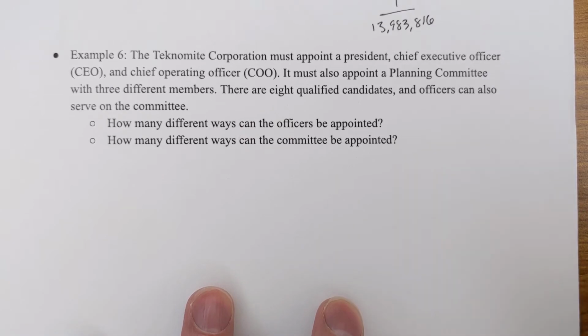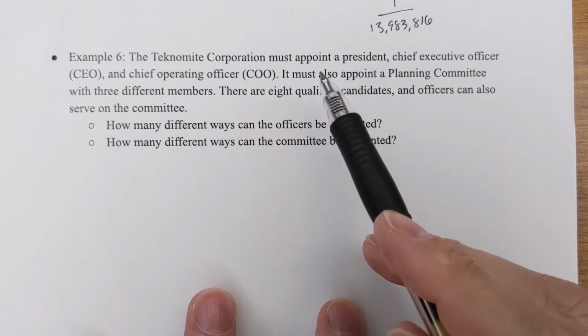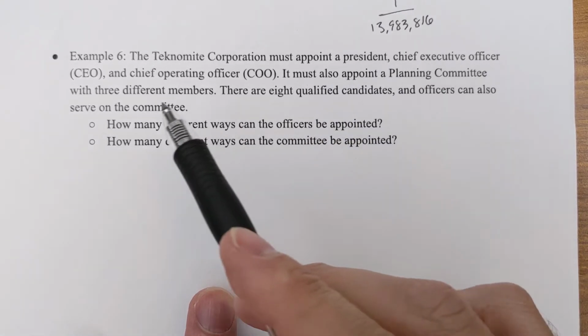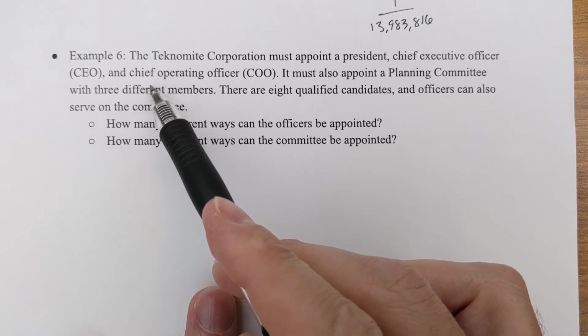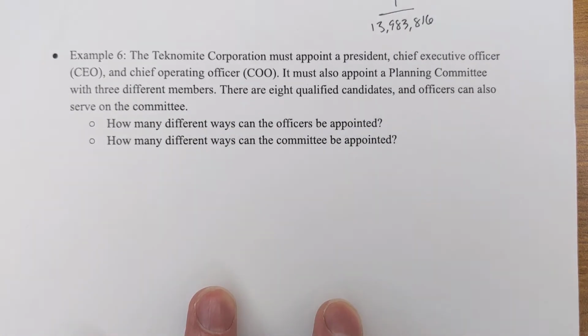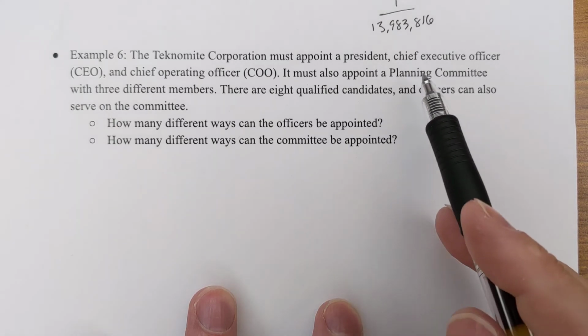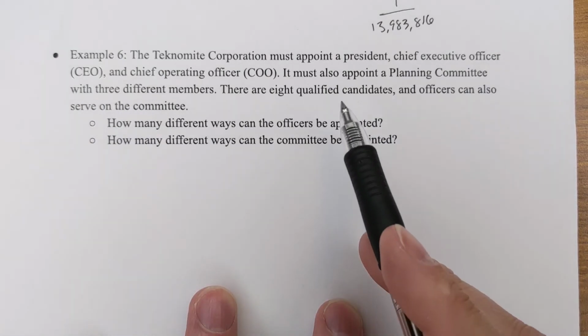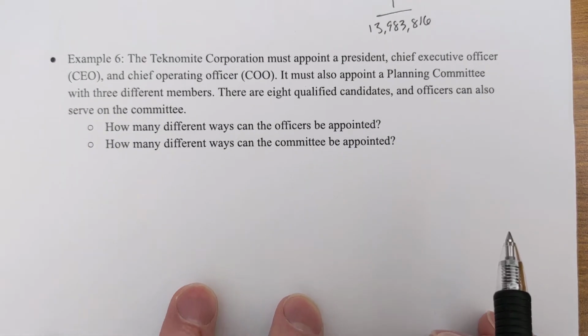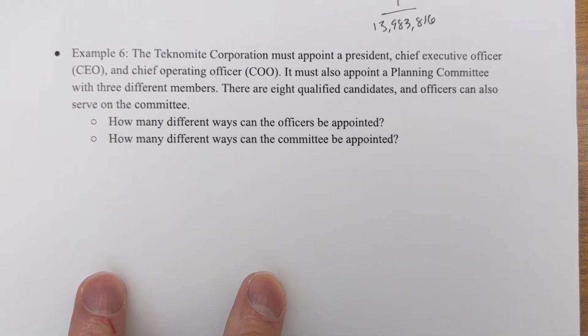All right, and the last one here, 6. So a corporation must appoint a president, chief executive officer, and a chief operating officer. So 1, 2, 3 different officers, and a planning committee with 3 different members. There are 8 qualified candidates, and officers can also serve on the committee. So how many different ways can the officers be appointed?